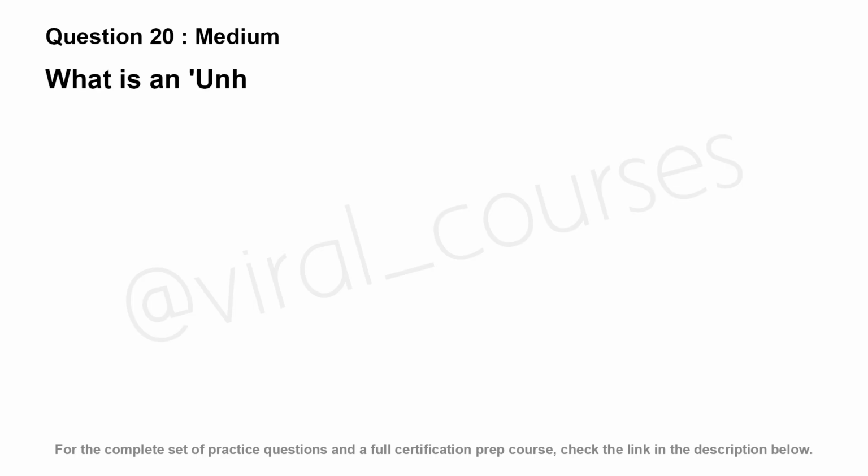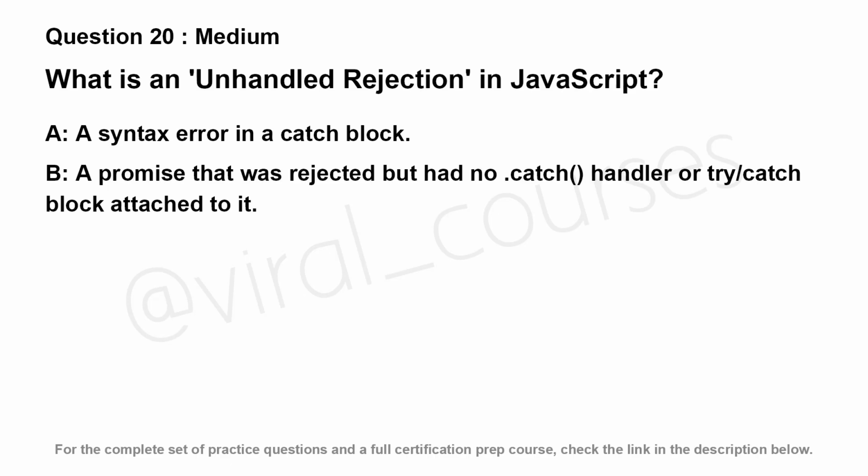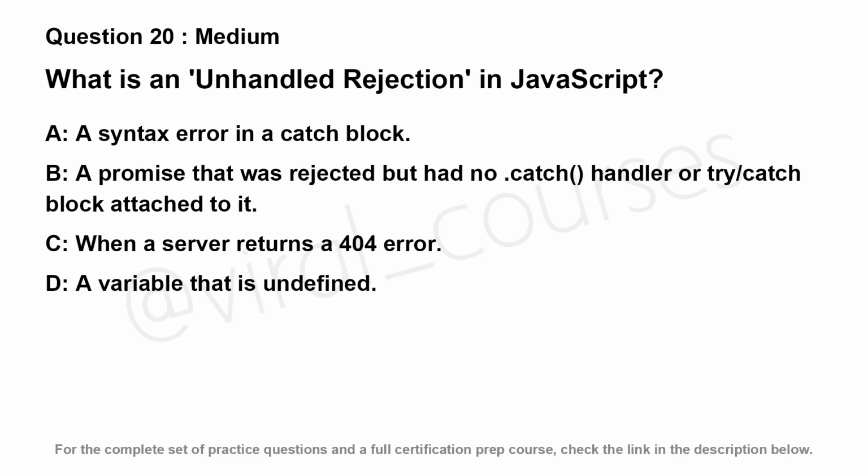What is an unhandled rejection in JavaScript? Option A. A syntax error in a catch block. Option B. A promise that was rejected but had no catch handler or try-catch block attached to it. Option C. When a server returns a 404 error. Option D. A variable that is undefined.